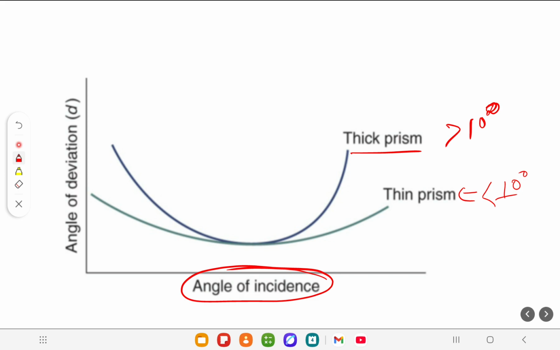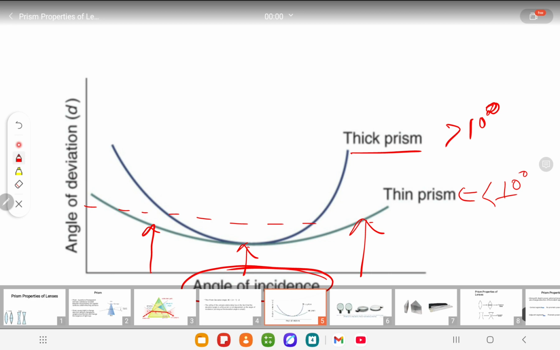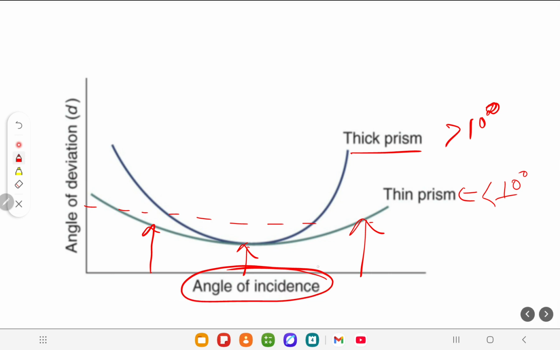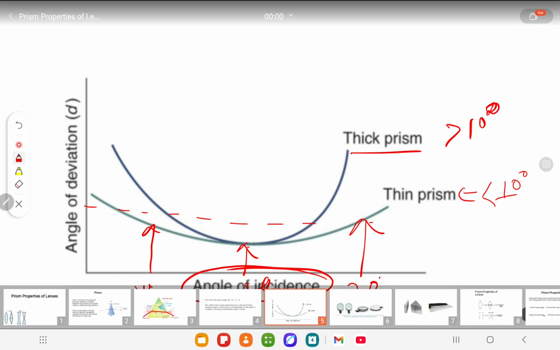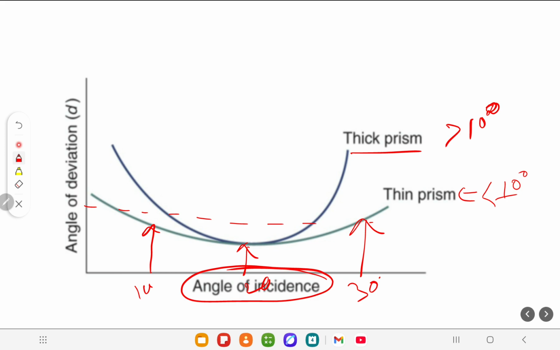Okay, let me tell you in another way. In the case of a thin prism, the angle of incidence here and here and here doesn't matter. Approximately the same angle of deviation we can find, isn't it? From this graph, if the angle of incidence is something like 10 degrees or 20 degrees or 30 degrees, the angle of deviation is the same. But in the case of a thick prism, these three portions have very different angles of deviation. So in the case of a thick prism, the angle of deviation is dependent on the angle of incidence.